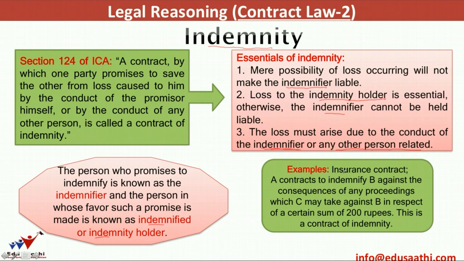Examples: insurance contract. A contracts to indemnify B against the consequences of any proceedings which C may take against B in respect of a certain sum of rupees 200. So this is a contract of indemnity. A has agreed to make good the loss of B, wherein the acts of C have resulted in such loss. So it's a contract of indemnity.